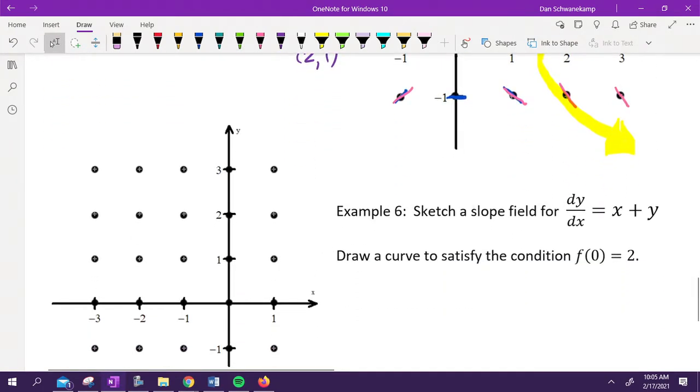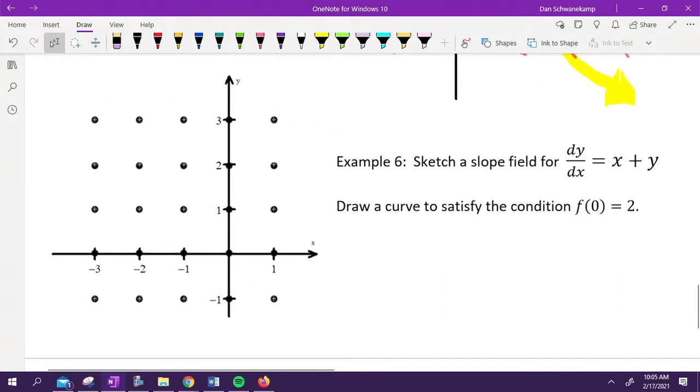Okay, let's try one more. Example 6. We are sketching that slope field and then drawing that curve. I will give you some help here just so you don't have to go forever. This diagonal right here would all have a slope of 0. Go from there and try to draw your slope field and then see what you can do with your initial condition. Go. All right, let's look at our picture, see how you did.